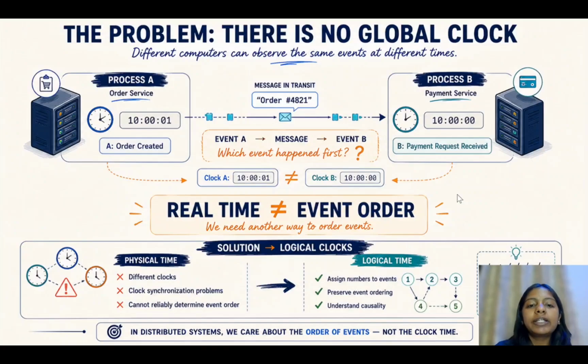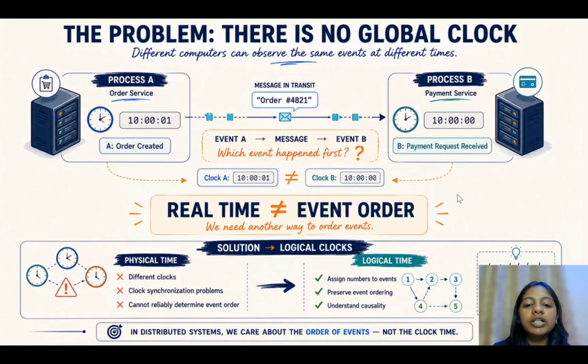So finally, let's understand why we need logical clocks in the first place. Imagine we have two processes. Process A is the order service and process B is the payment service. Process A creates an order and sends a message to process B. The problem is that process A has its own local clock and process B has its own. So if we simply look at their physical clock values, we cannot reliably determine the relationship between events.